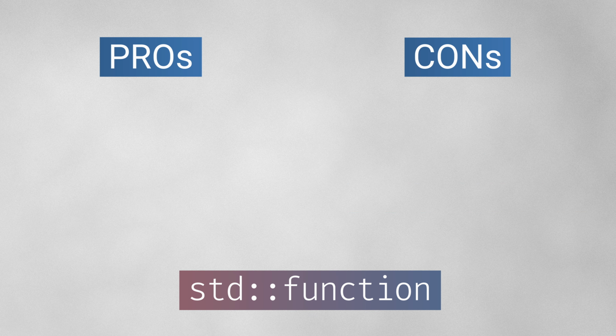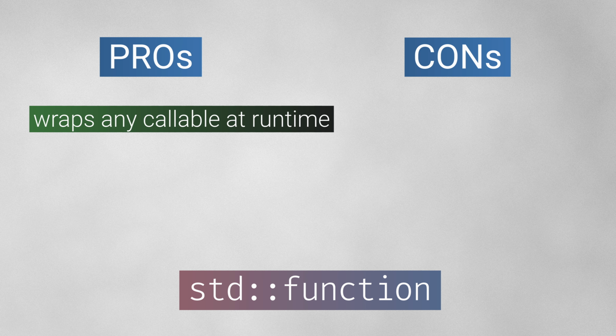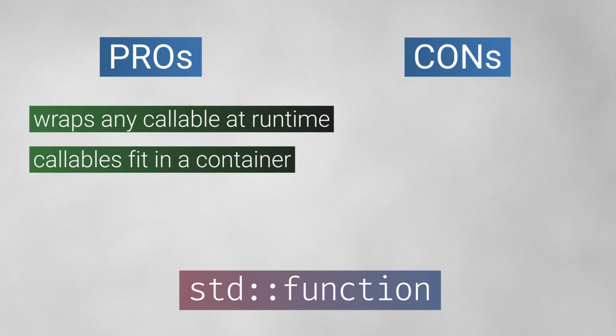Now, what about std::function? Its biggest pro, arguably, is that std::function can wrap any callable matching the provided signature at runtime. Another pro being that all matching callables are wrapped in the exact same type, so we can easily store them in standard containers, pass them around, and swap out their callbacks on the fly.